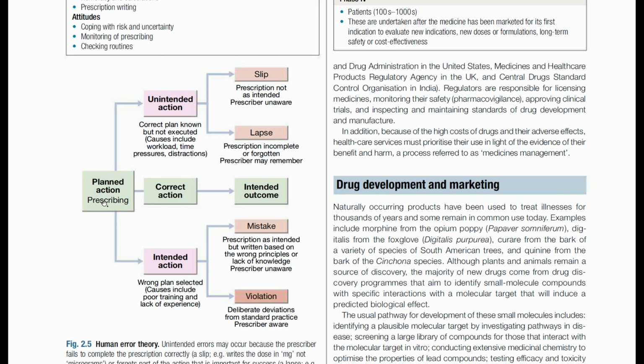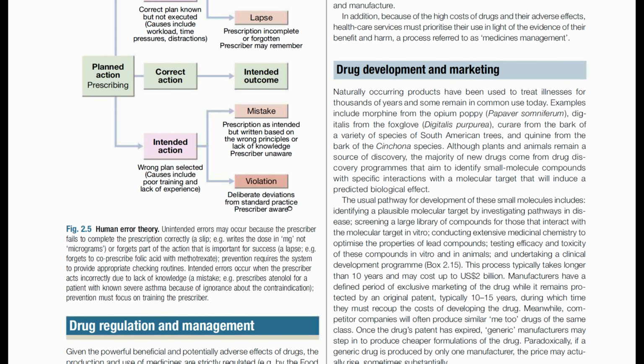Planned action, prescribing, correct action, intended outcome. Planned action, prescribing, intended action, mistake or violation. Wrong plan selected, causes include poor training and lack of experience. Mistake: prescription as intended but written based on the wrong principles or lack of knowledge, prescriber unaware. Violation: deliberate deviations from standard practice, prescriber aware.